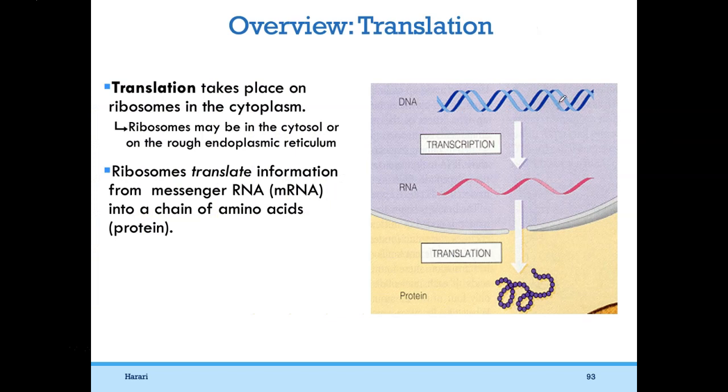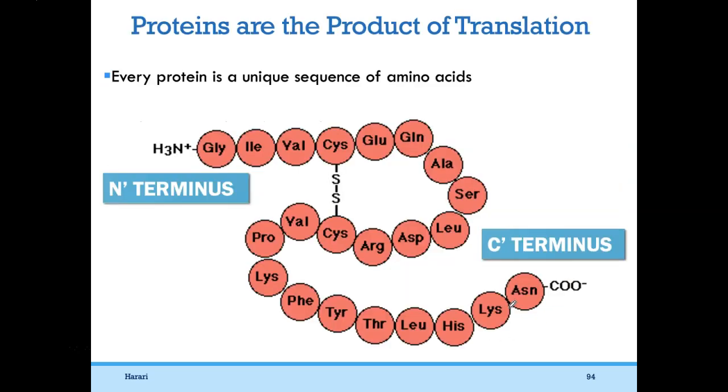So in transcription, we went from DNA to RNA, and then translation takes place outside of the nucleus on ribosomes, right, to make proteins. And every protein is just a unique sequence of amino acids, right? So proteins are what we get from translation.